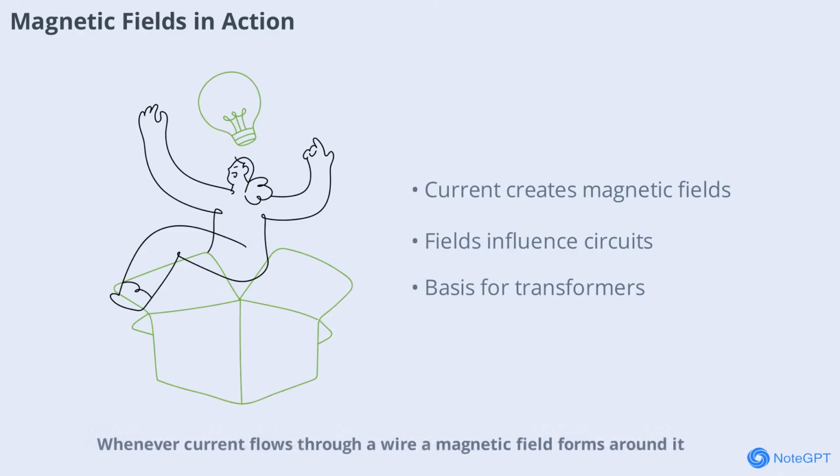Whenever current flows through a wire, a magnetic field forms around it. This invisible force is what gives inductivity its power. The stronger the current or the more loops in the coil, the stronger the magnetic field becomes.